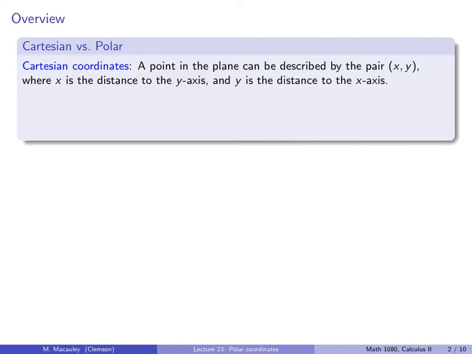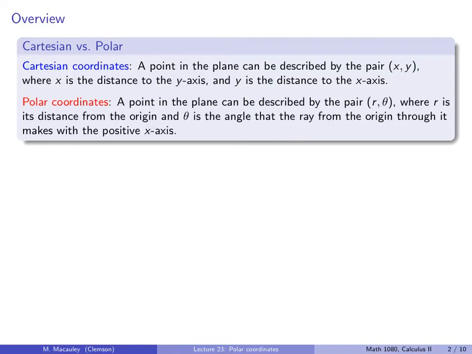Nothing new here. In polar coordinates, we describe a point in the plane by the pair r theta, where r is the distance from the point to the origin, and theta is the angle that ray makes with the positive x-axis. This is best seen with an example. So let's take a point. Now classically, up until this point, you've always called that x, and you call this y, and you say this point is x, comma y.